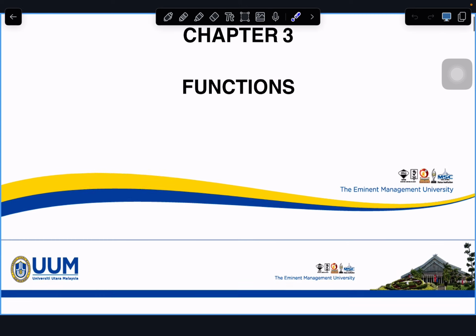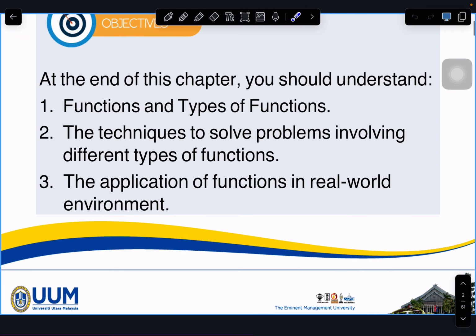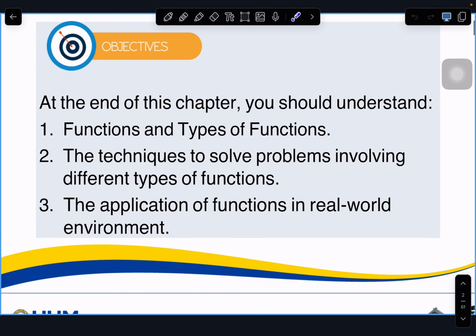Right. So functions. This is the objective. We should know what functions are and the types of functions. We will cover basically 4 different functions, 4 only. When we cover the functions, make sure you know the name of each function and how to sketch it. That's it. Then we are good.